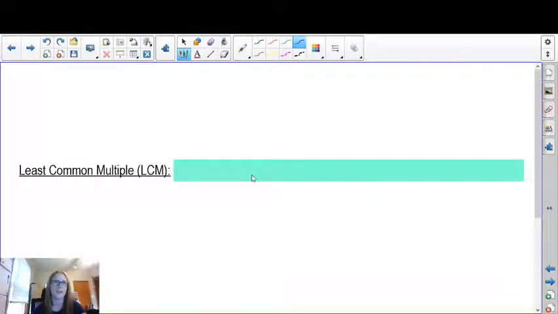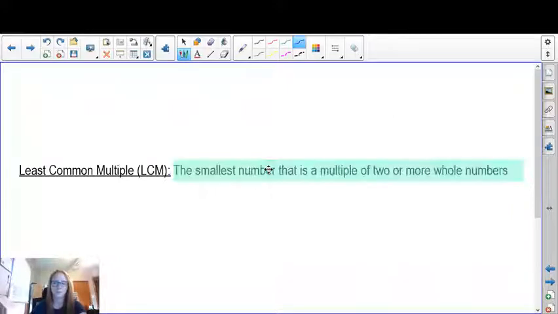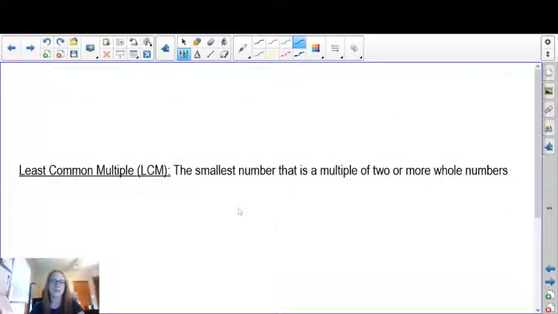Next definition, LCM, least common multiple. Remember, we are lazy in the math department. We shorten things as much as we can. The LCM is the smallest number that is a multiple of 2 or more numbers. So something that they both go to that's the smallest possible.